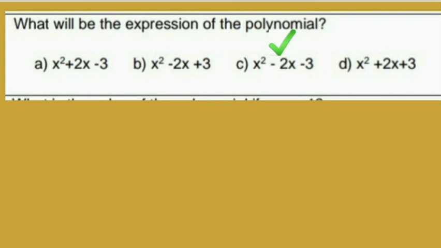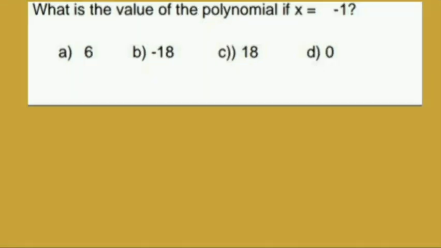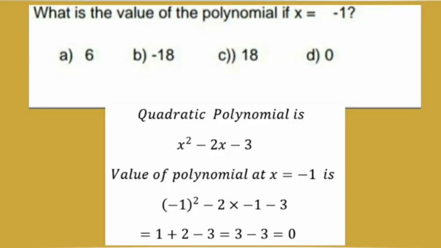Now let's move on to the last question, which says what is the value of the polynomial if x is equal to minus 1. That means the polynomial that is represented on the graph and that we have already calculated the expression for. So the polynomial, as we know here, is x square minus 2x minus 3, as we have found the expression in the last question. So we can find its value at x equal to minus 1 by simply putting x as minus 1 over here and solving.